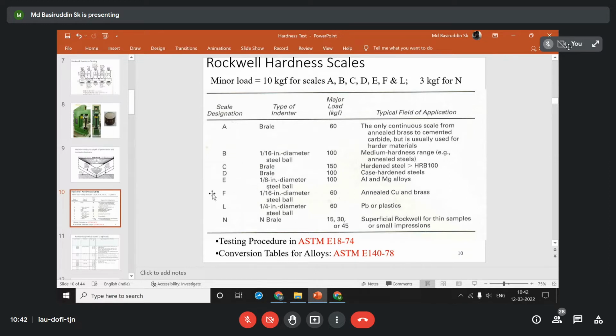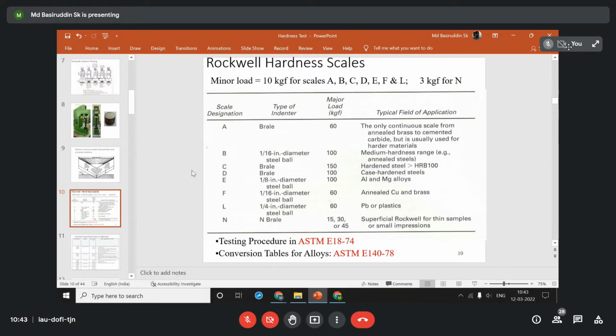We can also measure the surface hardness of a material or the coating hardness of a material. In those cases, we can manipulate the major load as well as the minor load, and based on that we differentiate scales like Rockwell N, Rockwell L, Rockwell F, which are rarely used. So you need to focus only on Rockwell B and Rockwell C for our cases.